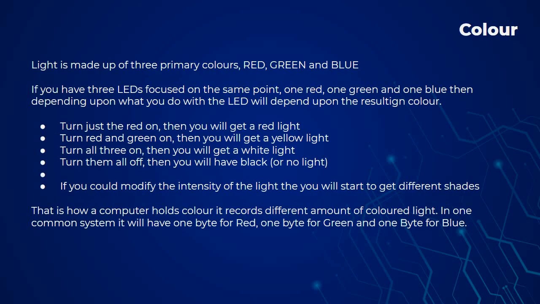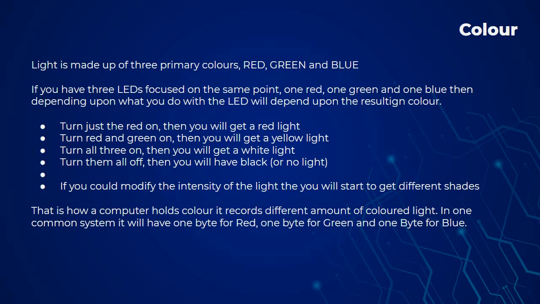Okay, the next thing I want to have a look at is colour. So first we need to think about, well, how does colour work? And we're working with light here. So we need to think of how light creates colour. So in light we basically have 3 primary colours. We have red, green and blue.